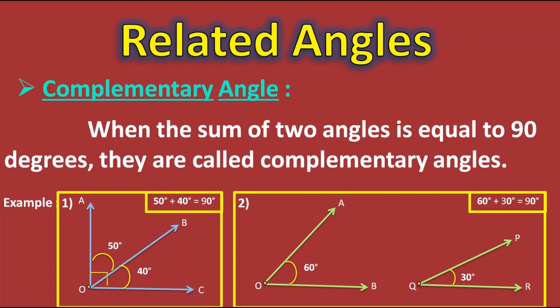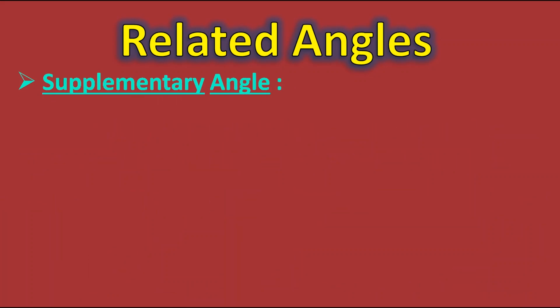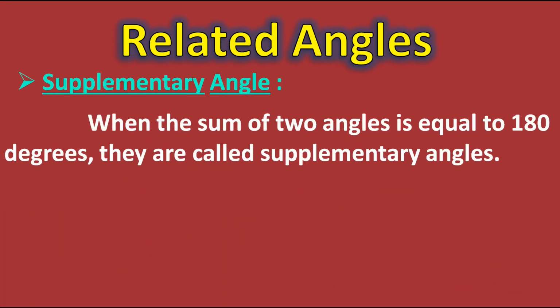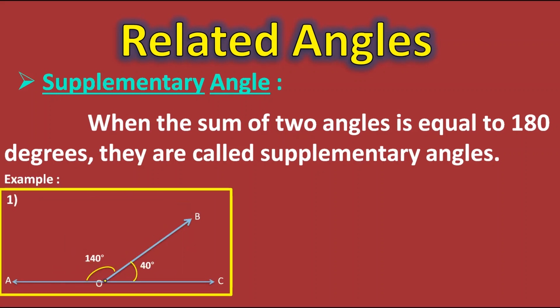Okay. Don't get confused. Next comes supplementary angle. When the sum of 2 angles is equal to 180 degree, they are called supplementary angles. For example, here the first example, we have 2 angles which are measuring 140 degree and 40 degree. When we add them up, we get the answer as 180. So these 2 angles we can say are supplementary angles.